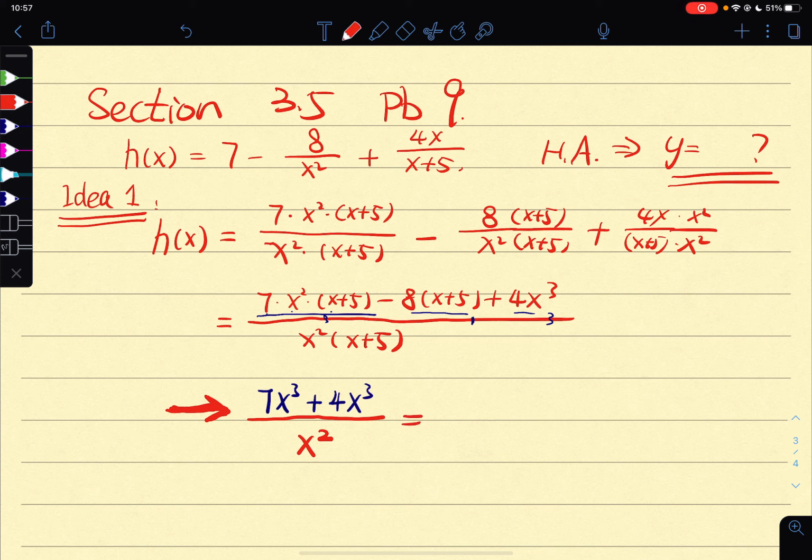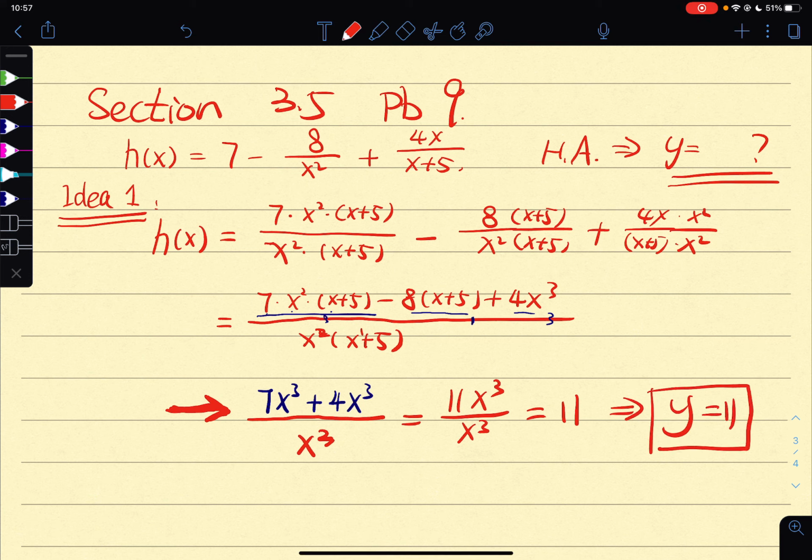So what we end up with is 11. My bad, my denominator is x squared times x to the 1, so it's x cubed. So I have 11x cubed over x cubed, so I end up with 11. So my final answer is y equals 11. And of course, this is just one way to look at it.